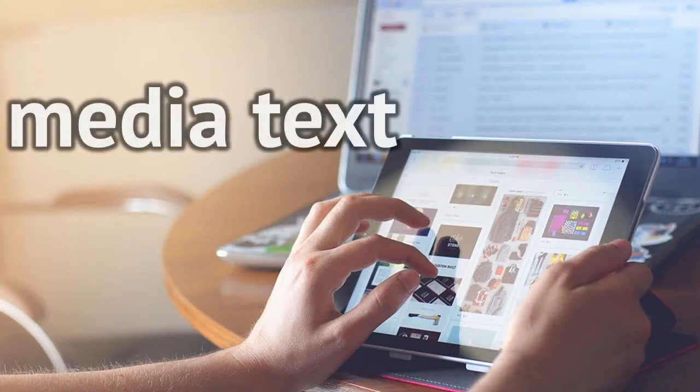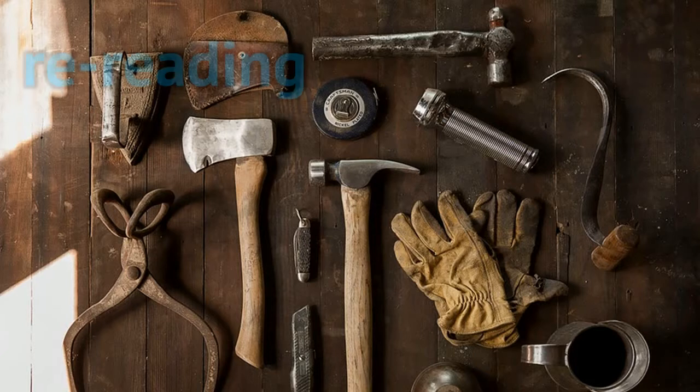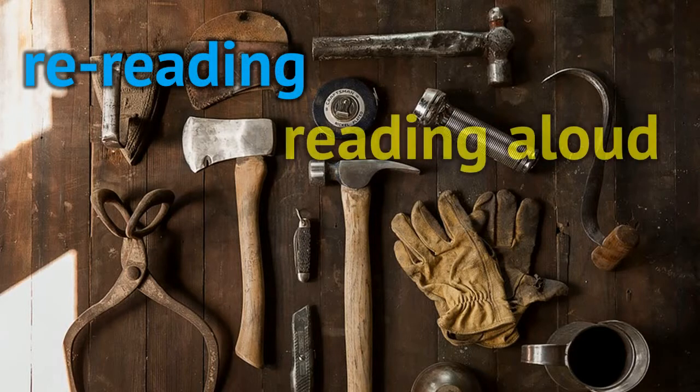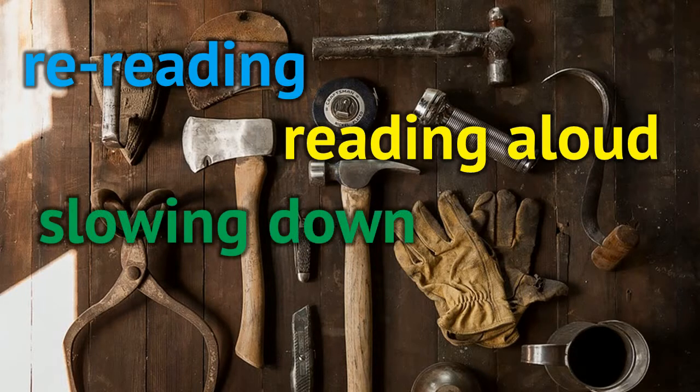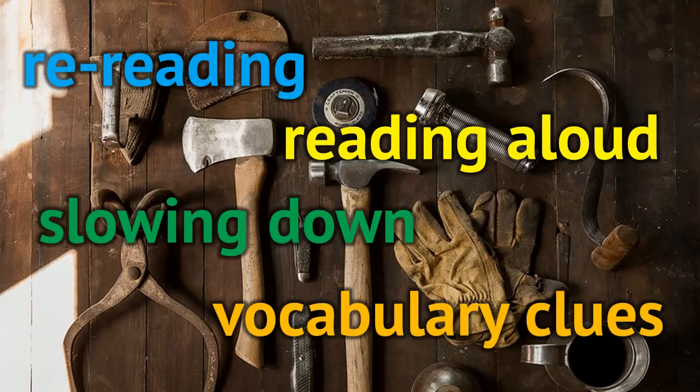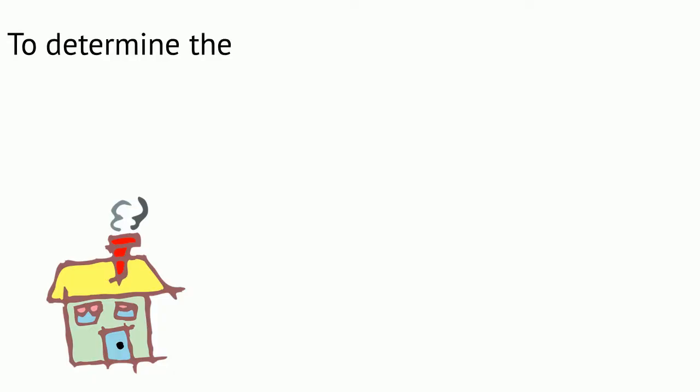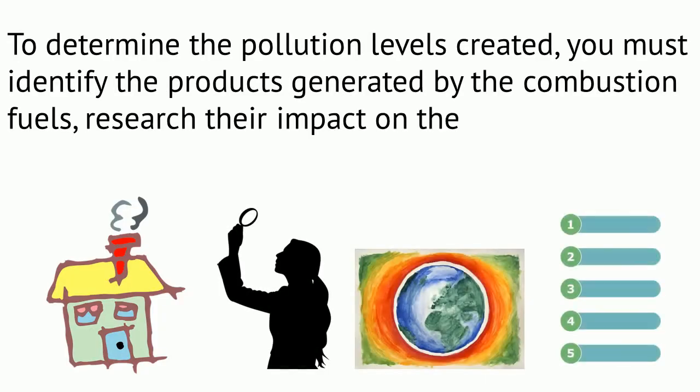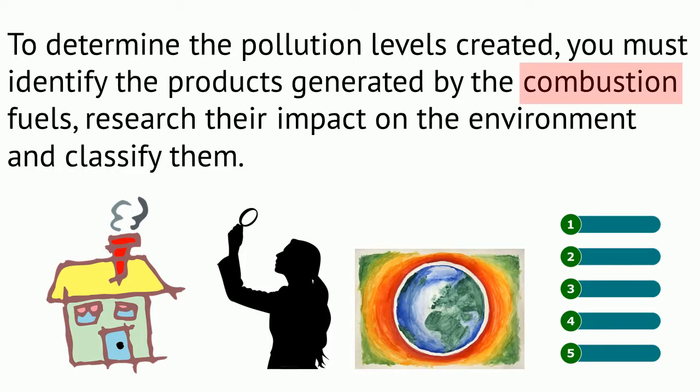Some examples of fix-up strategies are rereading what's unclear, reading aloud so you can hear as well as see what you're reading, slowing down to make it easier to process as well as to make sure you aren't missing any key words, and using vocabulary clues like root words, prefixes, suffixes, to figure out what a word might mean. You can also visualize, make a picture or movie in your head while you read, as well as look up the meaning of new words, whether in a dictionary or online.